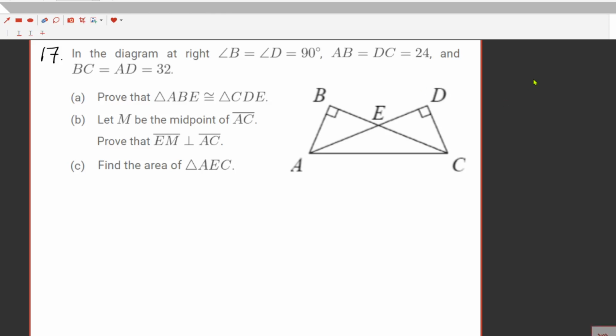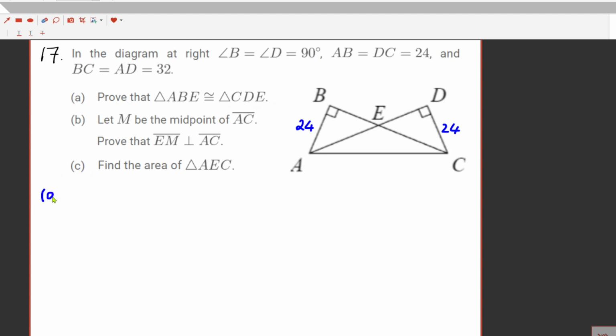Okay, let's have a look at the homework first. Question 17, in the diagram at right, angle B equals angle D, which are both right angles. AB is 24, CD is also 24, and BC equals AD is 32. A, prove that triangle ABE is congruent to triangle CDE.